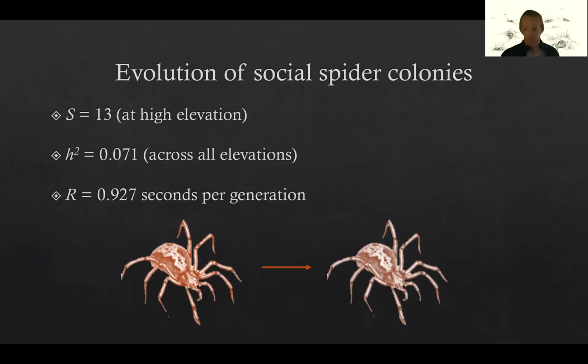So we can combine these two. We have our selection differential of 13, which is for the high elevations. And then we have our heritability, which is estimated across all elevations. Unfortunately, we didn't have enough data to estimate the heritability just at high elevations, so we use 0.07. It gives us a response to selection of just under 1 second per generation at high elevations, which is very small, but essentially says that across each generation, the colonies at high elevations should be taking longer and longer to attack the predator as they're getting less and less aggressive.